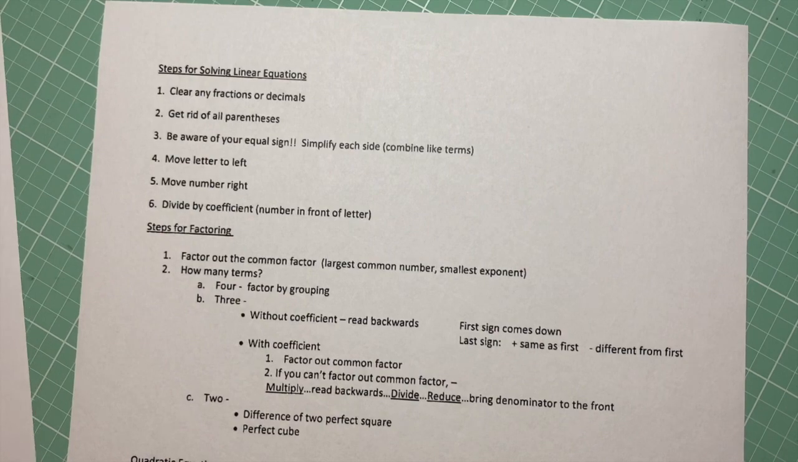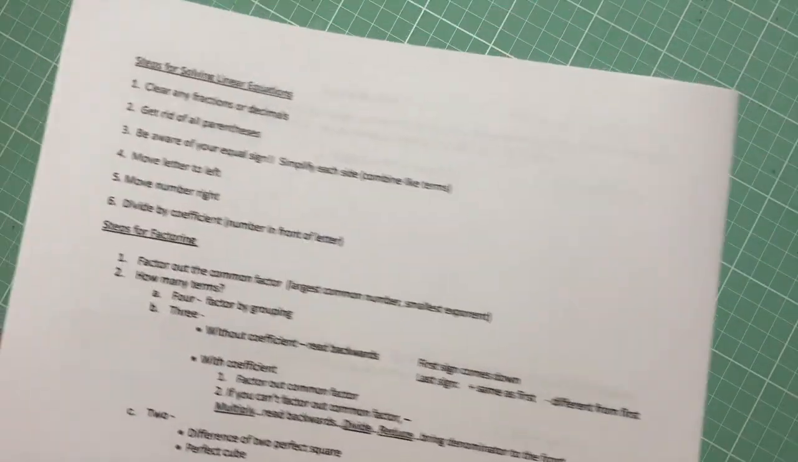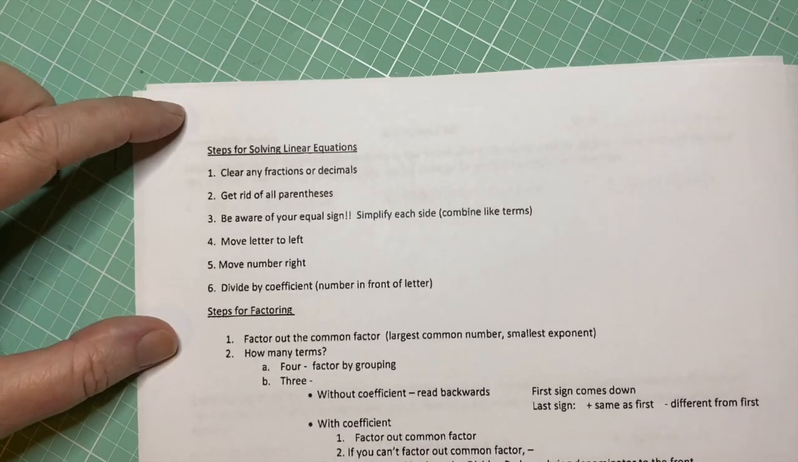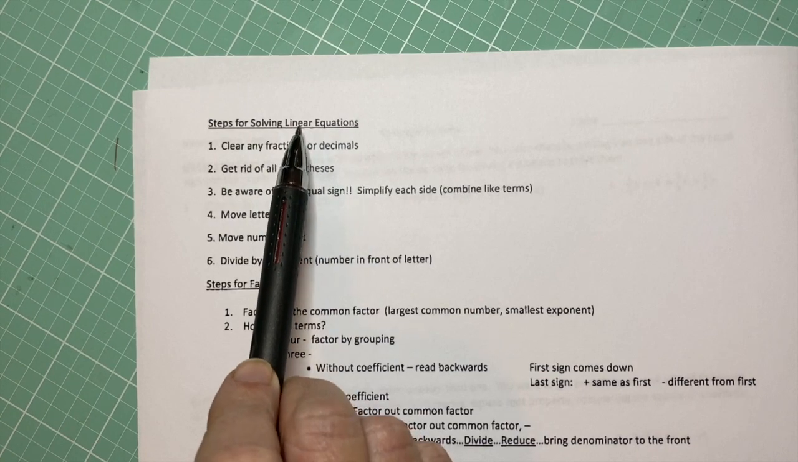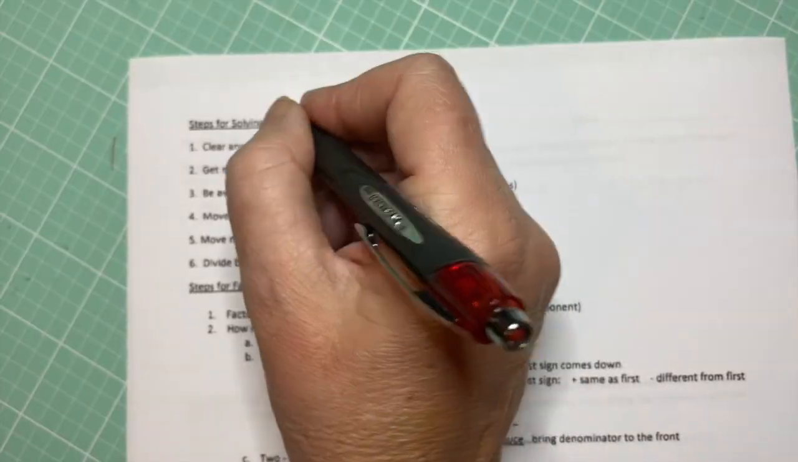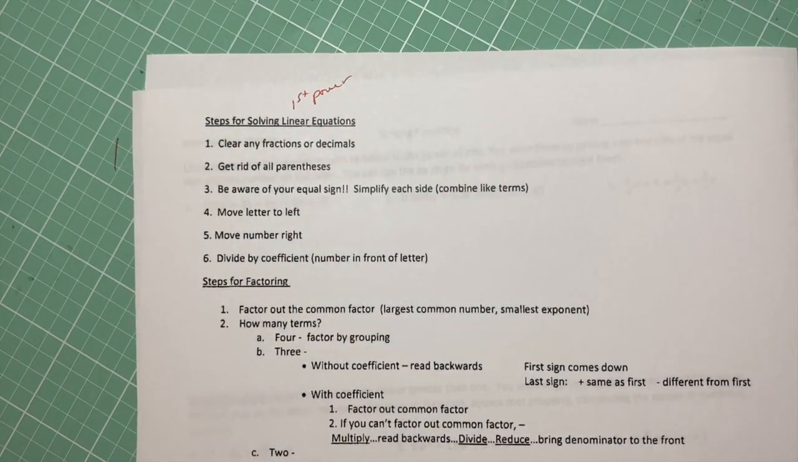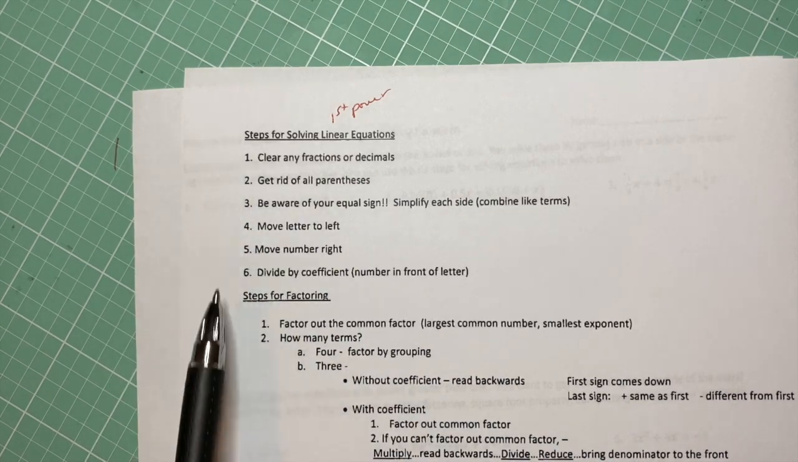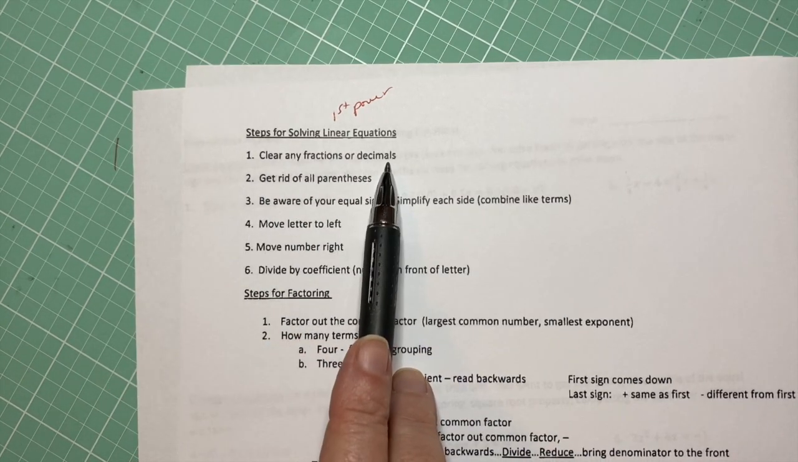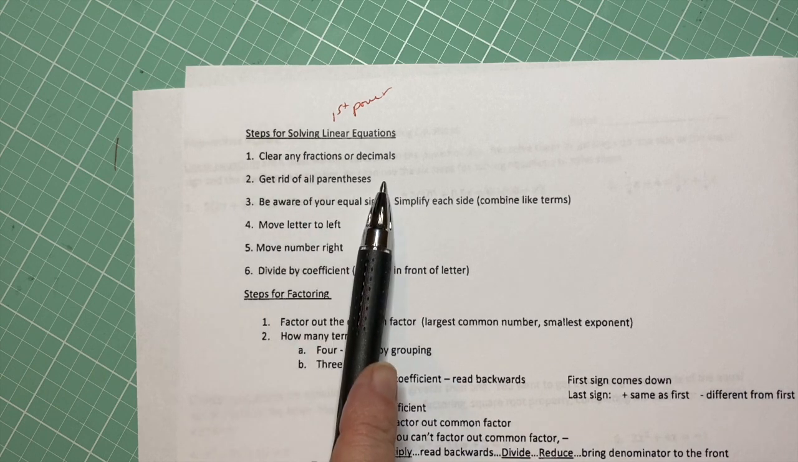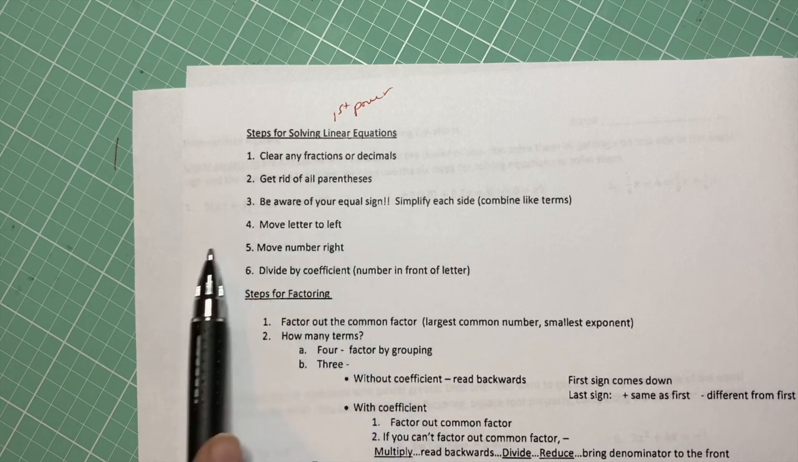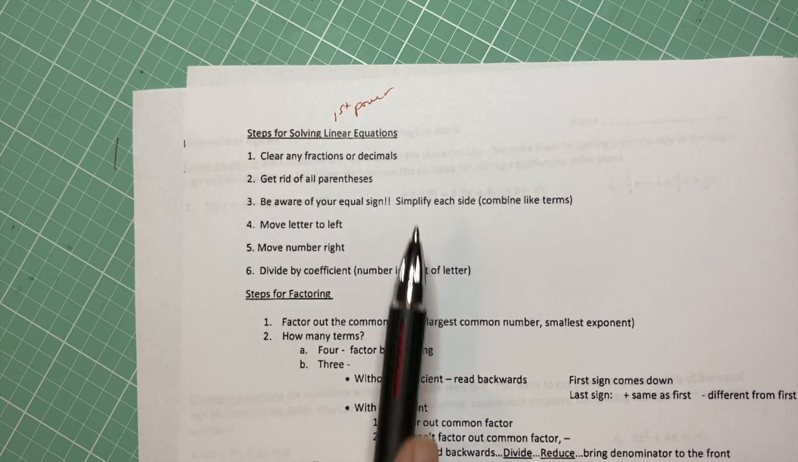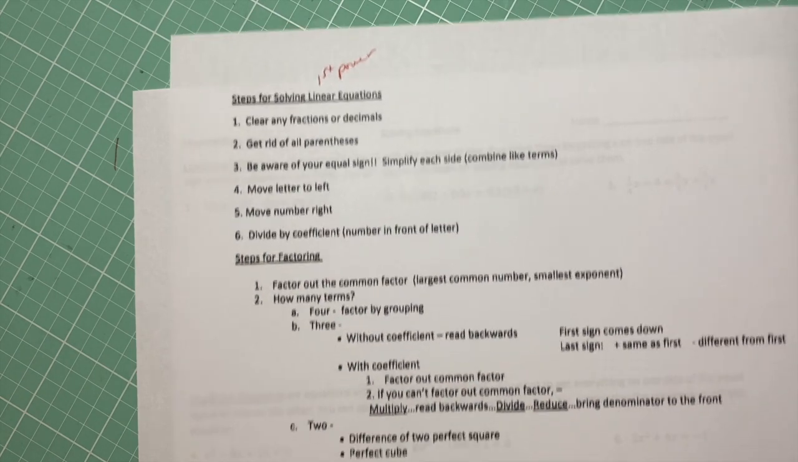So the back sheet is kind of just like a note sheet of everything that we've talked about so far. So back in 0300, it was really important to learn the steps for solving equations. And so these are for linear equations. And so linear just means to the first power. So anything where x is to the first power, you're going to solve it by linear. And we've talked about these steps in 0300, where the first thing you always want to do is clear your fractions or decimals, then get rid of your parentheses, be aware of your equal sign and simplify each side, move letter to left, number right, divide by the coefficient. So this is what we spent a lot of time on in 0300.